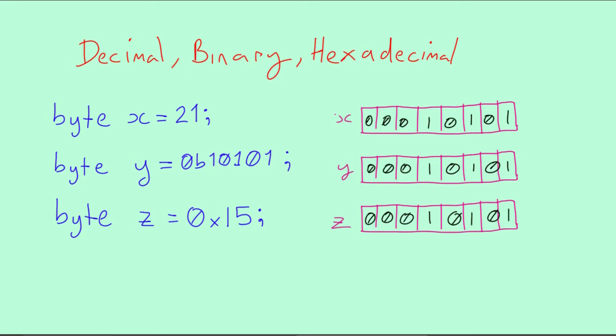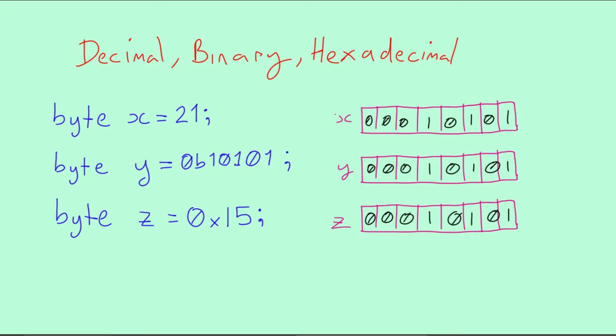And the reason for this is because 10101 in binary is 21 in decimal, and it's also 15 in hexadecimal. So all of these, even though they're in different representations, they still represent the same number. And we can print them out or read them using different representations, but they all still represent the same number. And if we do the conversions, we can see that.